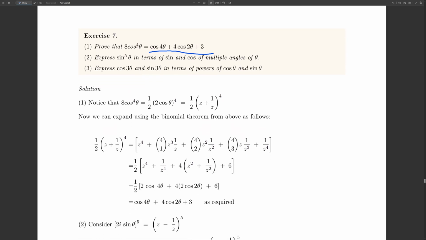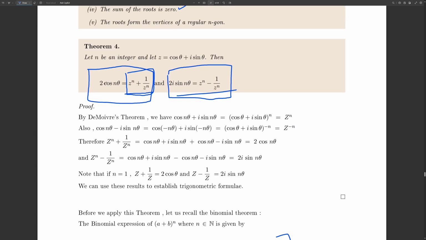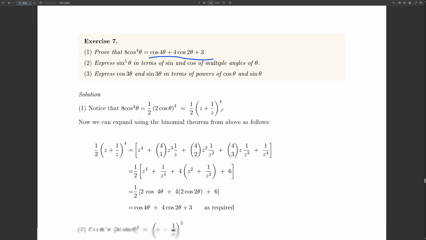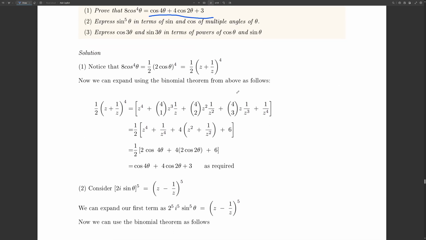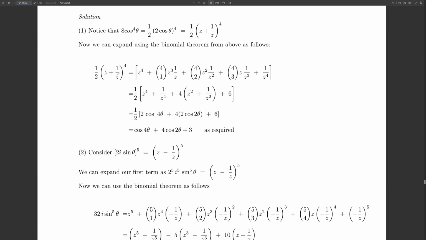So I take the left-hand side here and I put it in this form, 1 upon 2, z plus 1 upon z, to the power of 4, right? So I factorize here in order to get 2 cos theta, because I know already that 2 cos n theta is equal to this, so that I can get this in this form and then apply the binomial theorem, right? So that's what I did here.